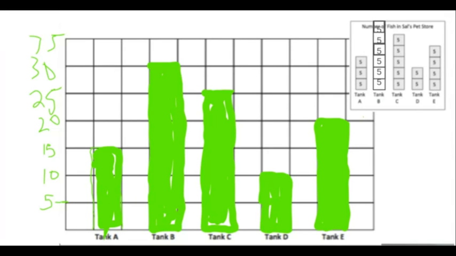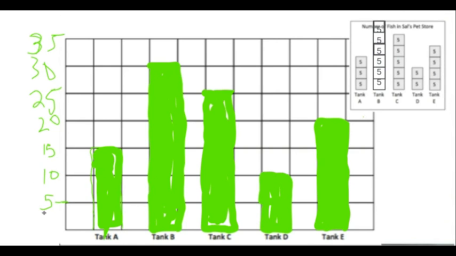So now I can look at my bar graph. Sometimes my thing gets a little bit fussy, okay? But basically, I can see by looking at tank B that it goes all the way up to 30. So I go across and it's 30. So if you asked me how many fish were in tank D, I would look at the tank D down here. I would go up and I would look across and see that it lands at 10.